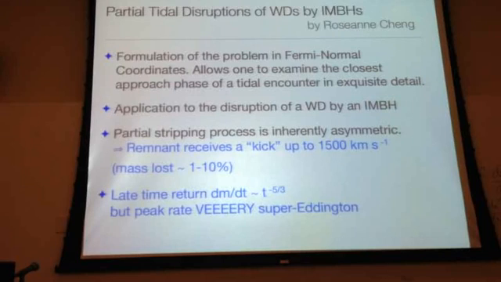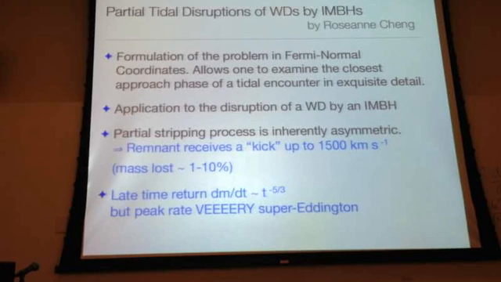And then the last theory talk was by Rosanna Cheng. She presented a formulation of the problem in terms of normal coordinates, and that formulation allows one to examine the stage of closest approach in exquisite detail. Because of that detail, she was able to apply the analysis to the disruption of a white dwarf by an intermediate mass black hole. The black hole has to be of intermediate mass so that the tidal disruption radius is outside of the event horizon in the case of a white dwarf.